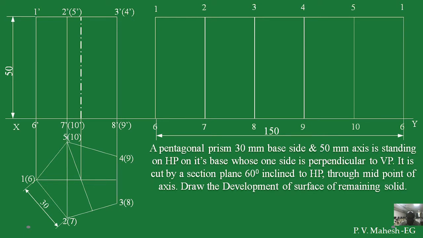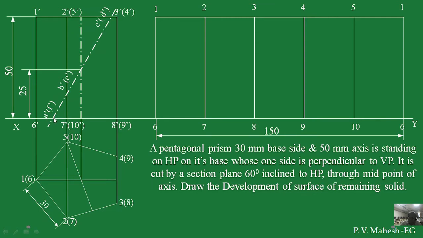Now I have a section plane which is inclined at an angle of 60 degrees with HP and passing through the midpoint of the axis. So first I have to identify the midpoint of the axis, and passing through the midpoint of the axis I have to make a line whose angle with HP is 60 degrees. So that is what I have to do.